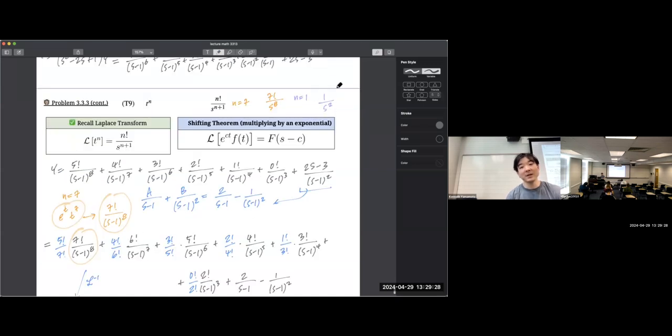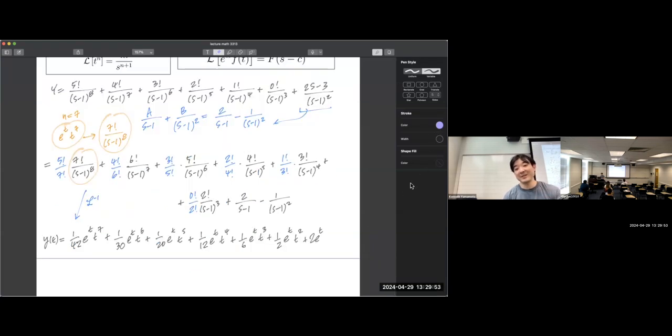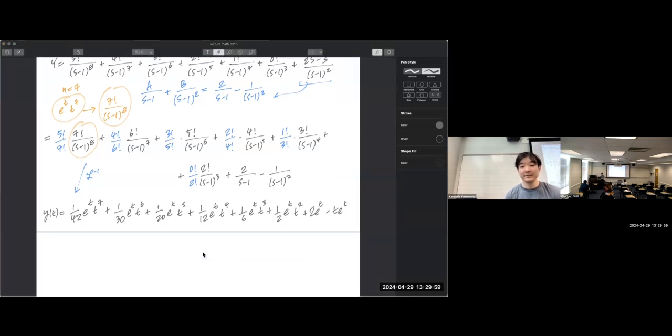Looking at this, the Laplace transform of t would have been 1 over s squared. So 1 over (s minus 1) squared's inverse Laplace transform would be t e to the t. So this will be minus t e to the t. And that's it.